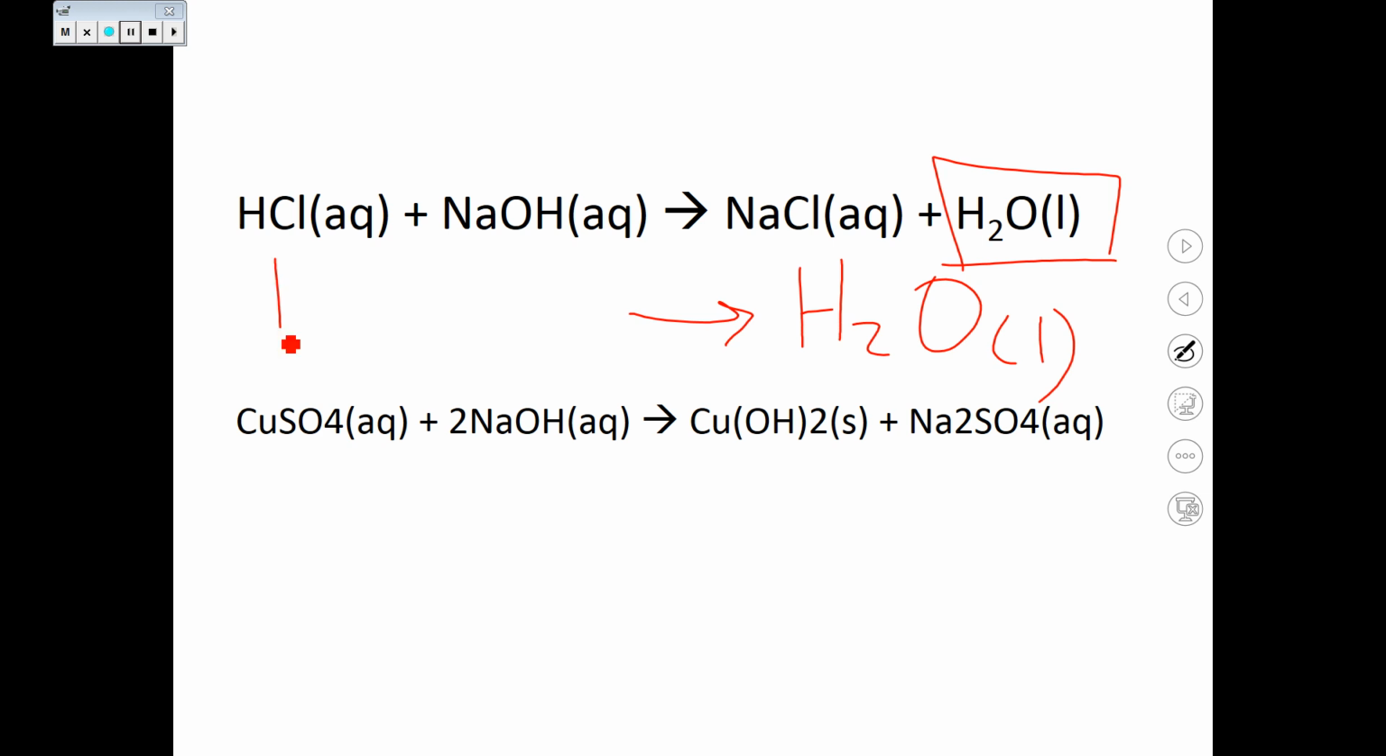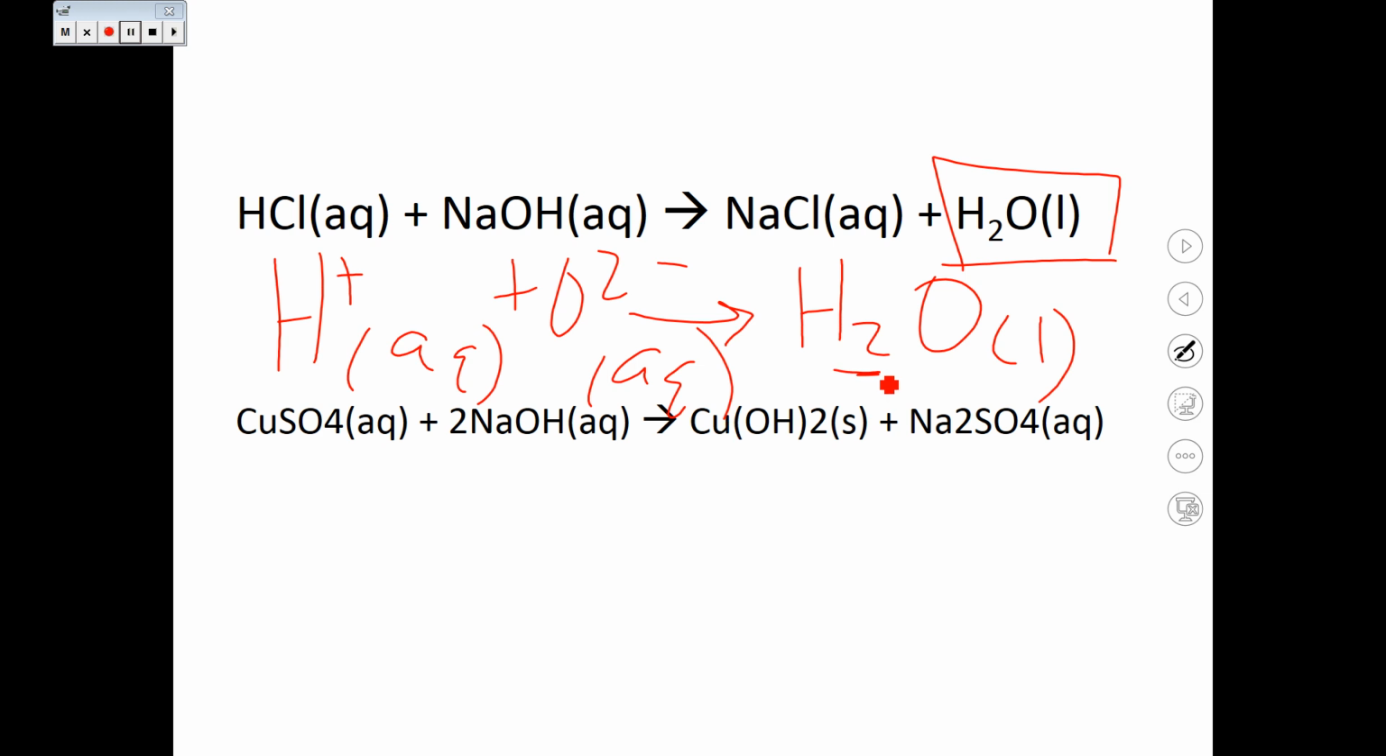And then the 2 ions that go into making it are H positive and O2 minus. So then you would write it like that. Here, you do have to balance it. You have 2 hydrogens, so you need to put the 2 in front of there, and that's it.